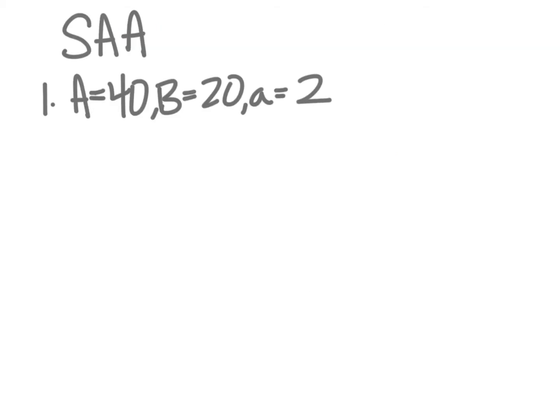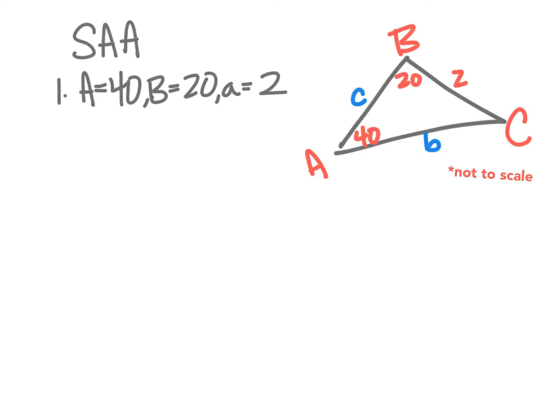All right, so let's say that we were given A is equal to 40, B is equal to 20, and a is equal to 2. Reminder that these are angles and this is a side. So if I draw this out, and please note whenever I'm drawing these things, these are not to scale. The angle 20 is much smaller than this angle right here. I can use this to solve for sides b and c. So let's start by solving for side b.